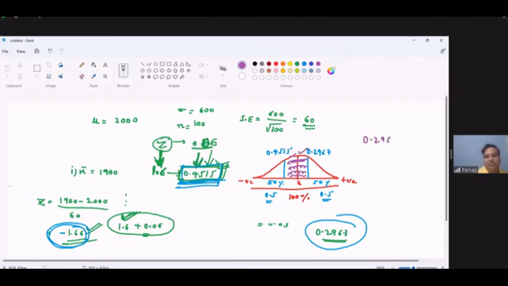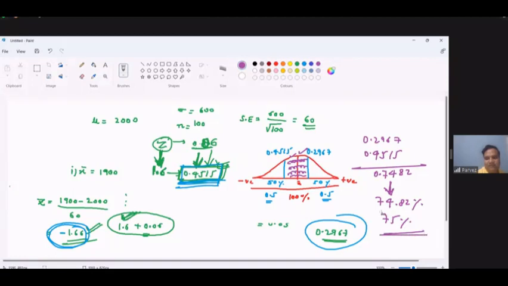So 0.2967 plus 0.4515. How much? 0.7482. Okay, fine, 0.7482 or something like that you got, right? So in percentage, how much percent? If I have to convert into percentage, 74.82%, or approximately I can say 75%, right?